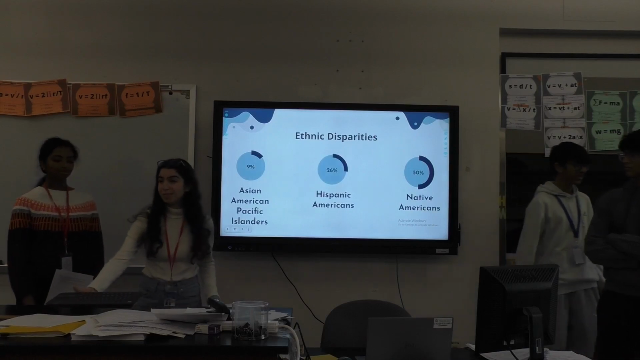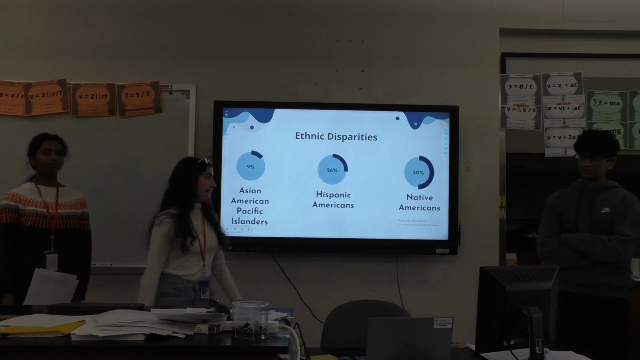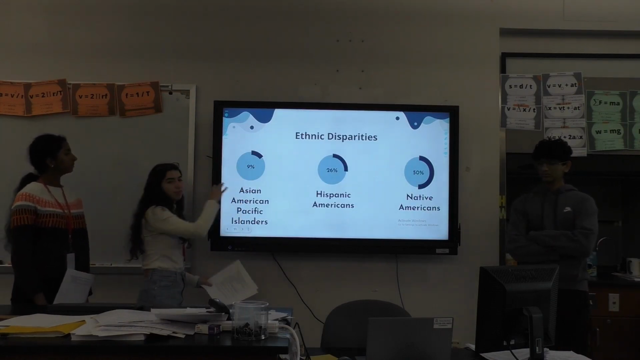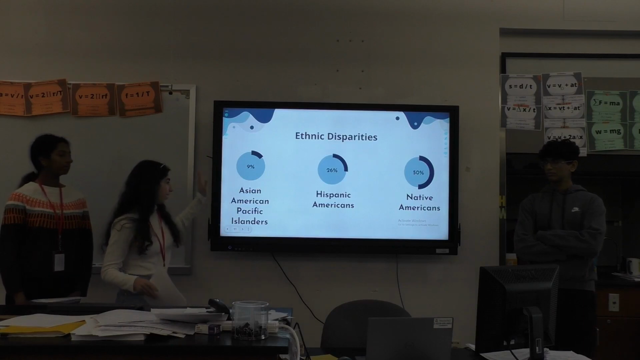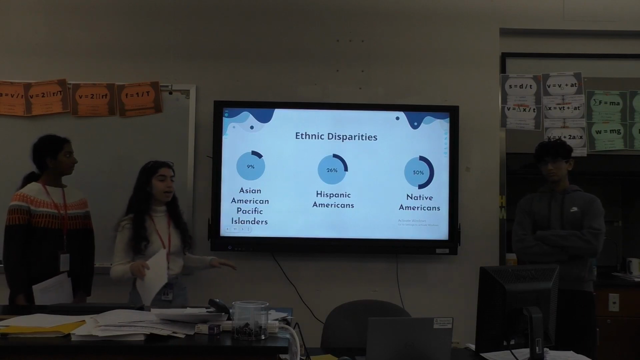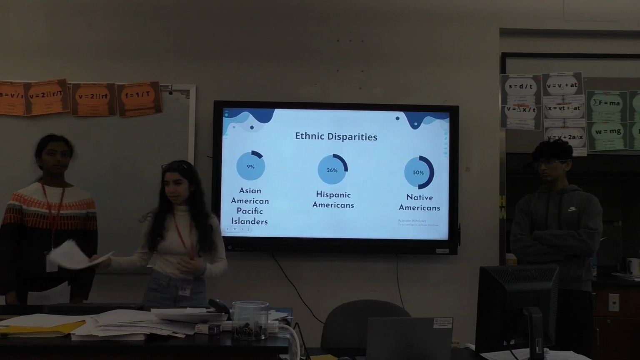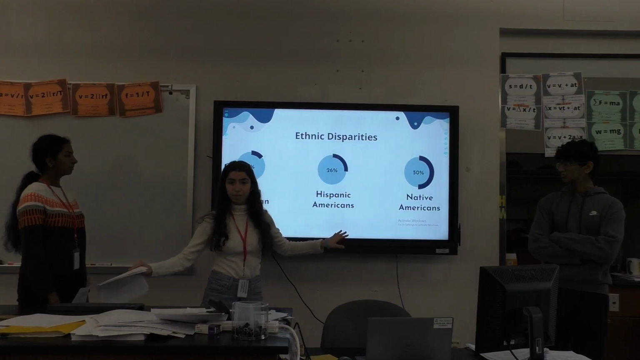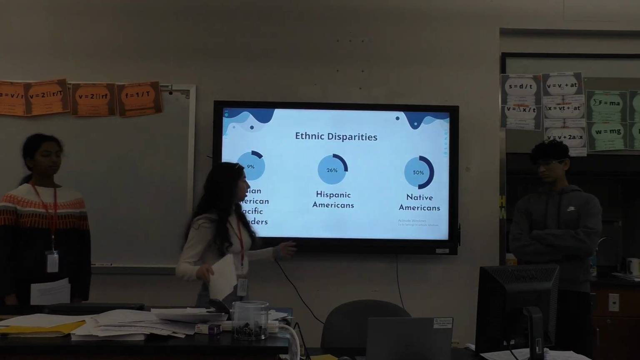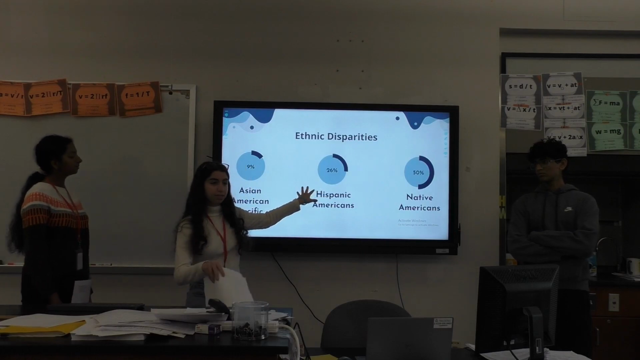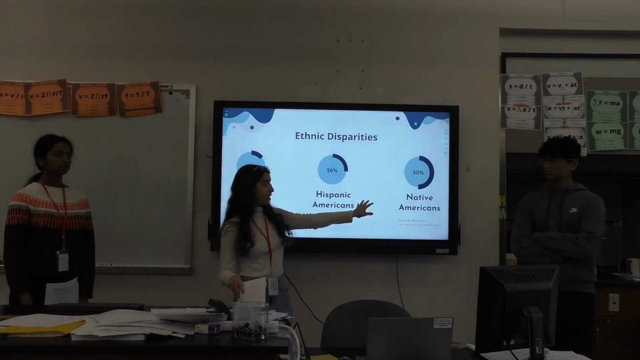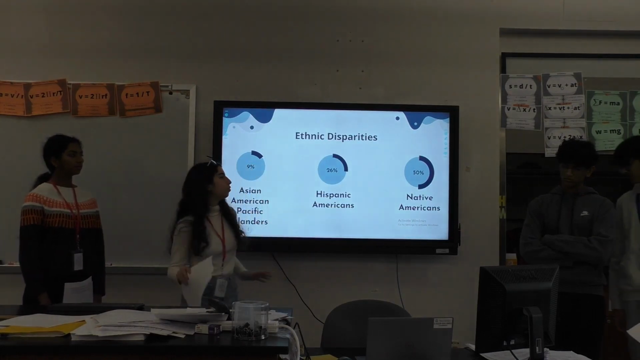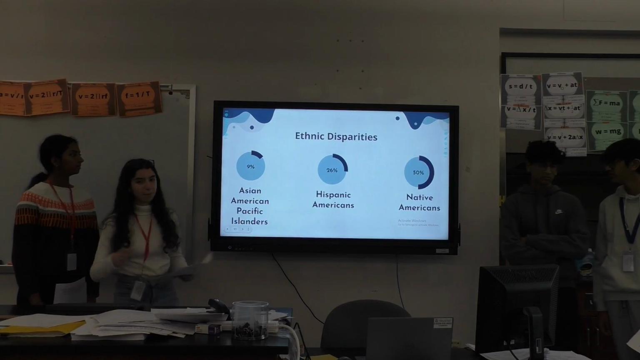Another huge problem that is affecting childhood obesity right now is ethnic disparities. On this screen, I have the lowest affected group, which is Asian American Pacific Islanders, with only about 9% of their children having childhood obesity. These are the 2 highest ethnic groups that have childhood obesity as a prevalent problem. Hispanic Americans are the second highest, with 26% of children being obese, and Native Americans are the highest, with 50% of their children being diagnosed as obese. There's a huge gap between these groups, and I'm going to tell you why that is.